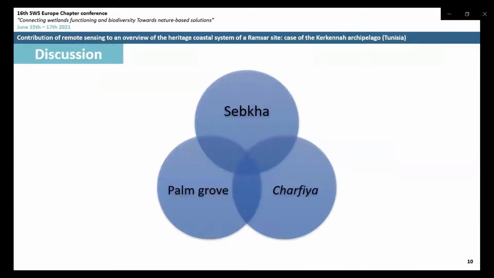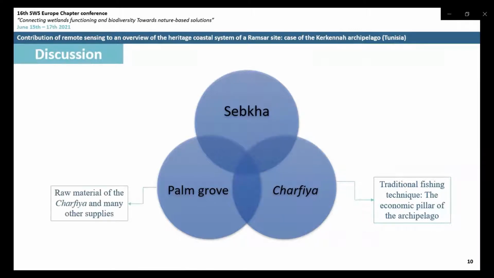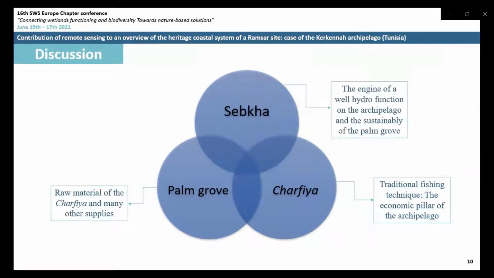In fact, the Sharfia is a traditional fishing technique that constitutes the economic pillar of the archipelago and contributes to a resilient ecosystem by preserving the fields of Posidonia, unlike modern fishing techniques. The Palm Grove is the raw material of the Sharfia and many other supplies. The Sibkha is the engine of the hydrofunction on the archipelago and the sustainability of the Palm Grove.